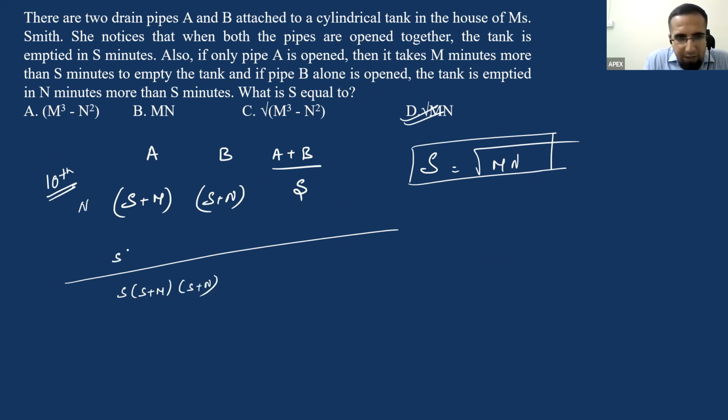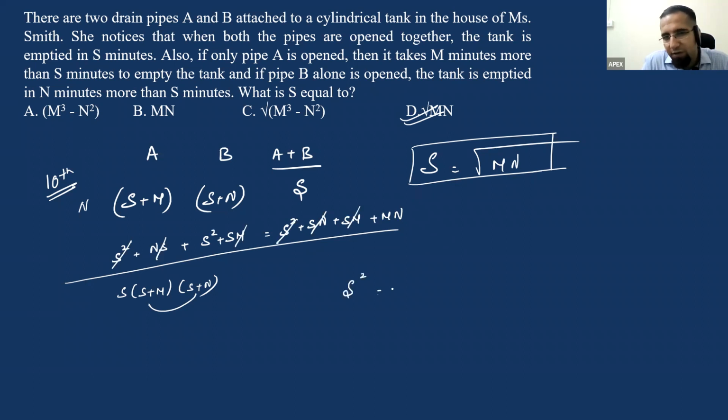So total work becomes S into S plus M into S plus N. So this becomes S into S plus N, that is S square plus NS, plus this becomes S into S plus M, that is S square plus SM, which is equal to, this will be S into S plus M into S minus S plus N. So this will give you what, guys? S square plus SN plus SM plus MN. S square gets cancelled, NS gets cancelled, SM gets cancelled. So eventually we have S square is equal to MN, or the value of S is equal to root over of M.